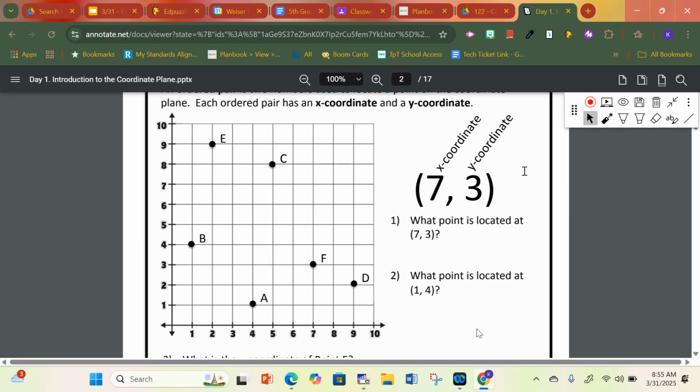What do you notice about the arrows going vertically and horizontally? What do you notice? Tell your partner, what do you notice about them? Okay, what do you notice? Jackson, what do you notice about these arrows?